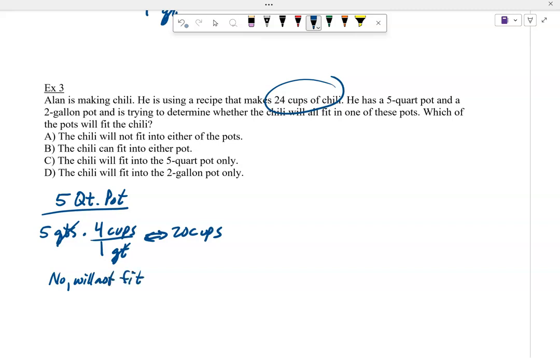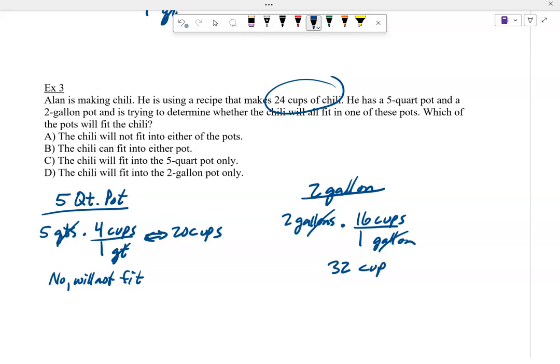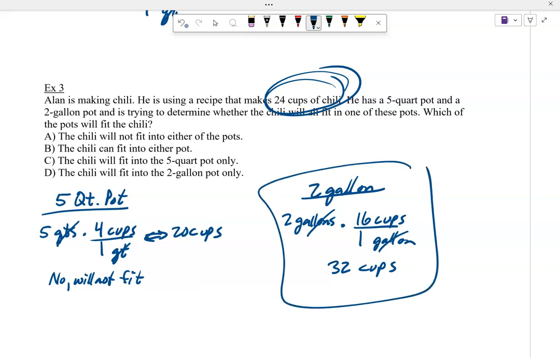So how about the other one? The 2-gallon pot. So we've got 2 gallons. And we know there's 16 cups per gallon. So it looks like this will hold 32 cups. So yeah, it looks like it'll fit in there. The 24 cups of chili we're going to make will fit in the 2-gallon container. So what's our answer? Not A, it looks like D. All right, the chili will fit into the 2-gallon pot only.